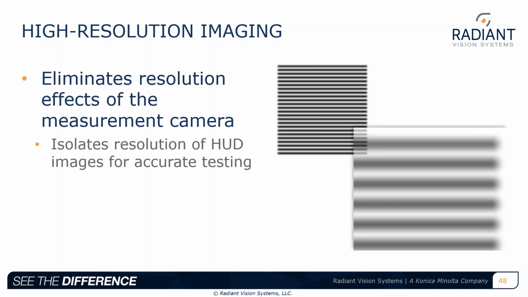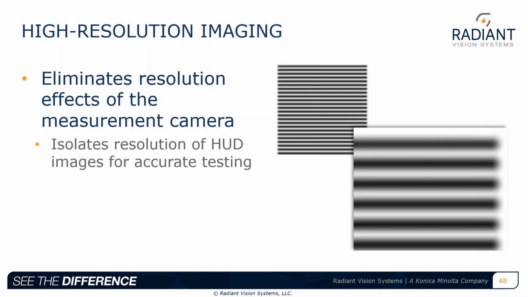High-resolution imaging is important for all head-up display applications, and generally speaking, we recommend 16 megapixels and beyond. Using a high-resolution imaging system, we can eliminate the resolution effects that the test system itself might impose on the head-up display projection. So here we're looking at modulation transfer function as a test, and we're basically looking at line pairing.